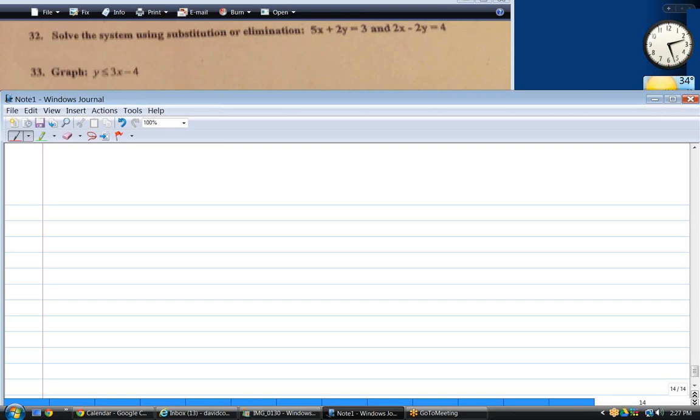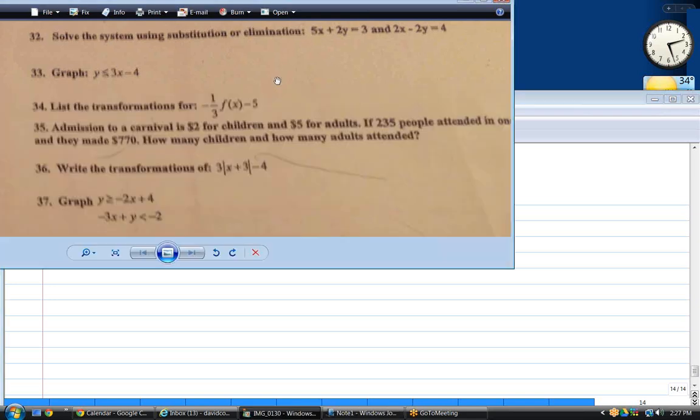You're going to do 32 by substitution or elimination? Would it be elimination? Yeah, and then you're going to add them or subtract them? Add. Okay, so after you add these two equations, what do you get? You'd get 7x equals 7. Okay, so x equals 1. Like your dad said, this was an easy one, and it is.